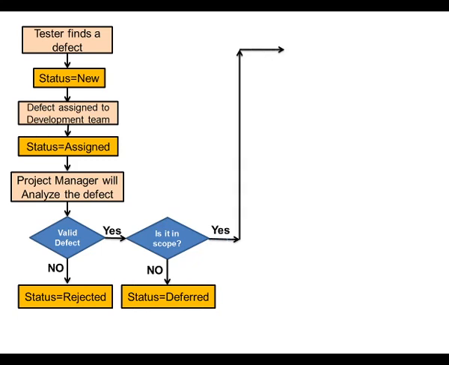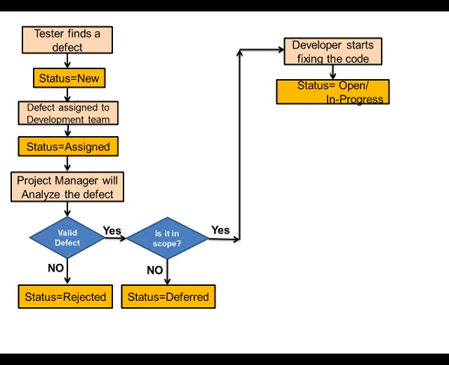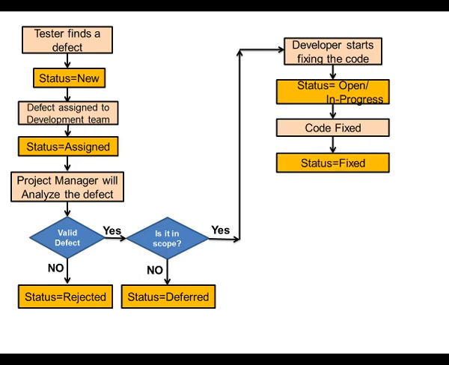Now, once the bug is available in the software, the developer starts fixing the code. They start analyzing and work on the defect fix. In that phase, the bug is in the Open state. When a developer makes the necessary code change and verifies the changes, he or she can mark the bug status as Fixed.